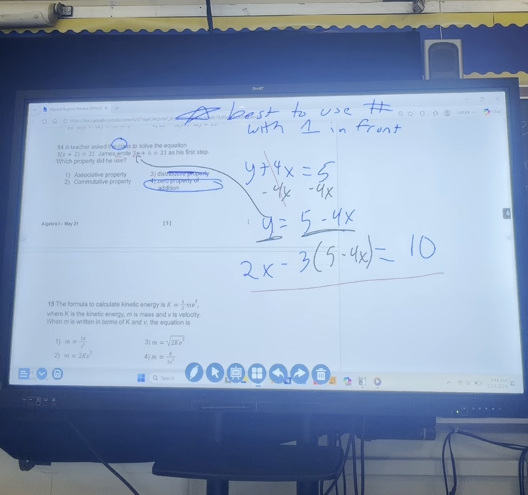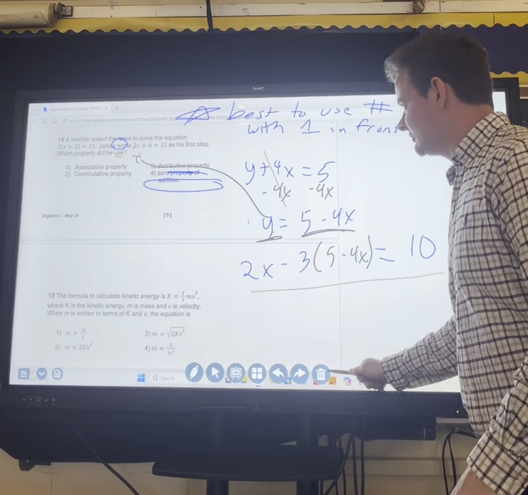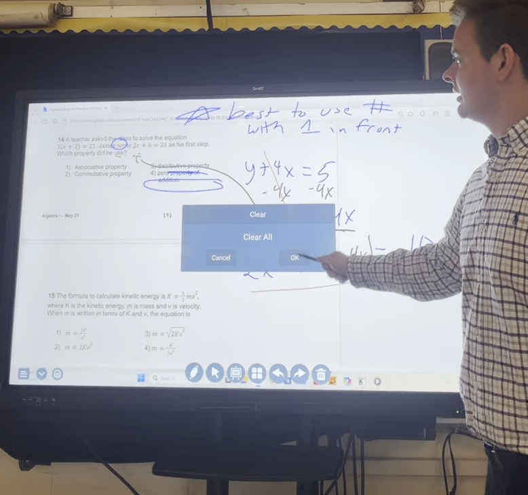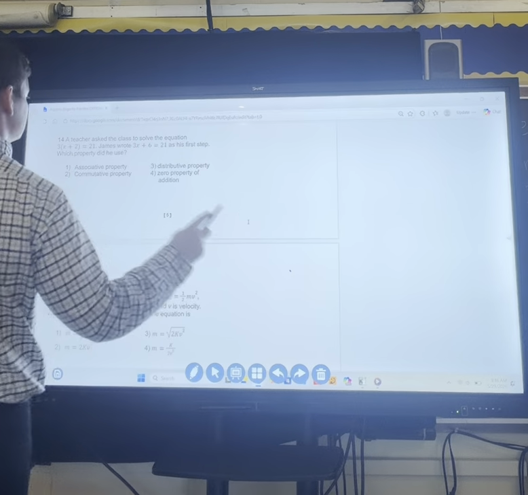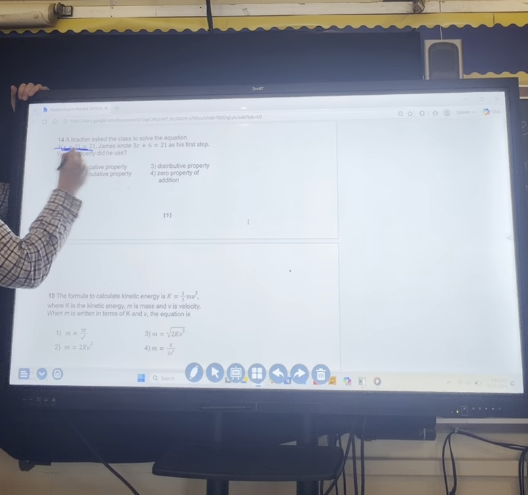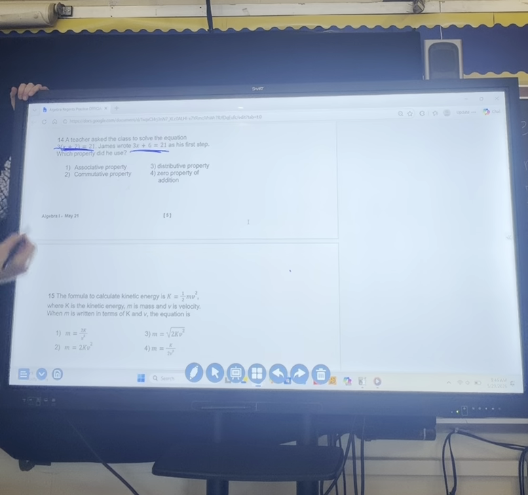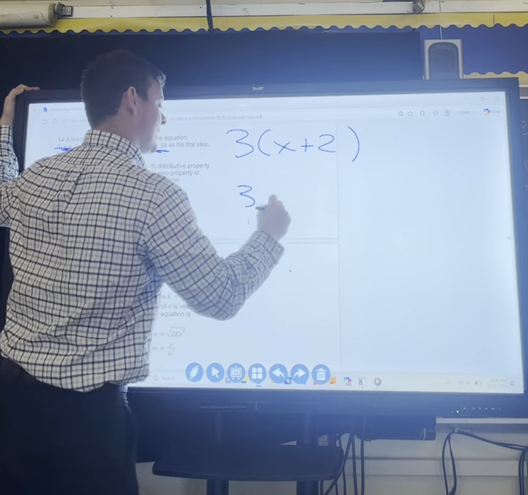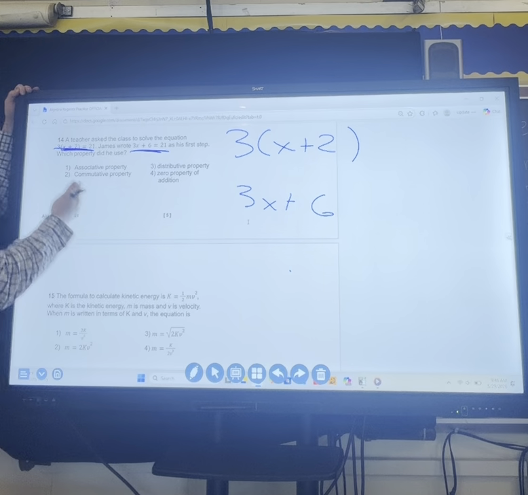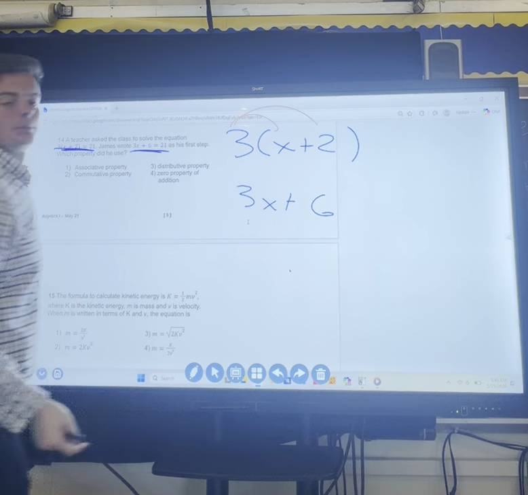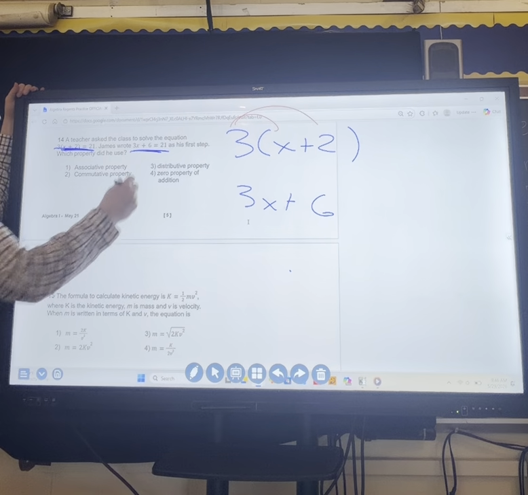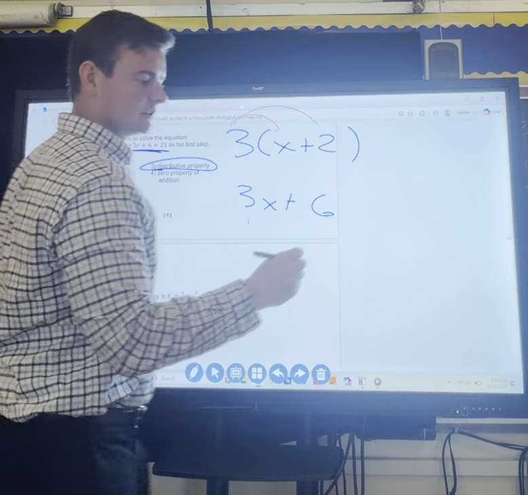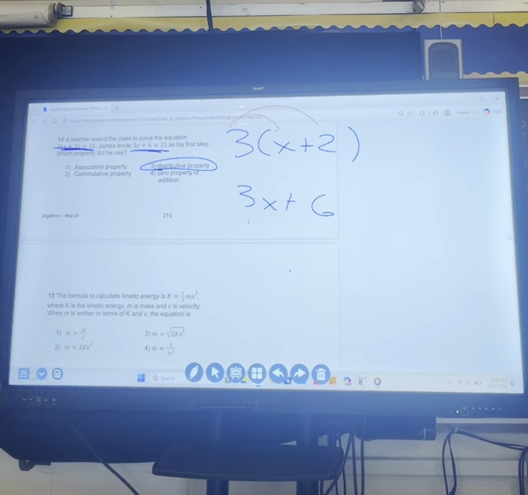Number 14. This person, James, this was step 1, and it became this. So what changed? You had this, and it became this. What did James do? He must have multiplied to both numbers, and that's called distributing.